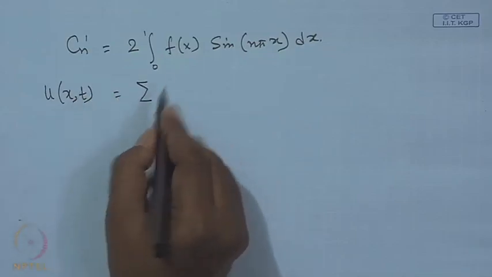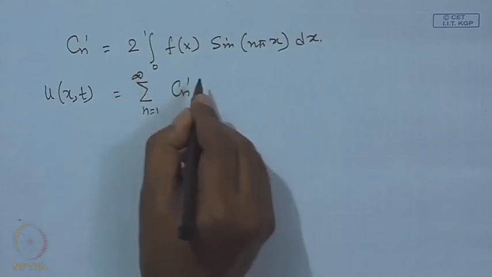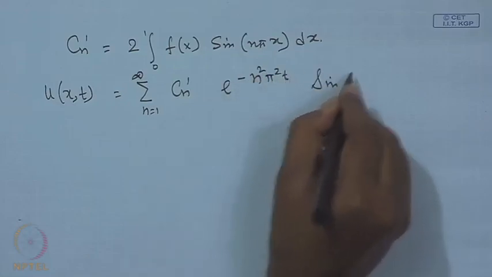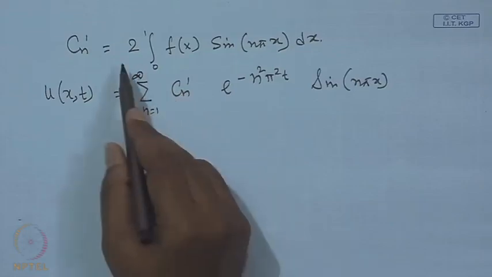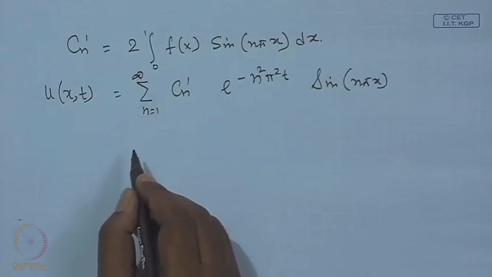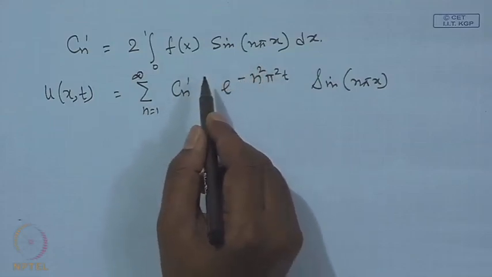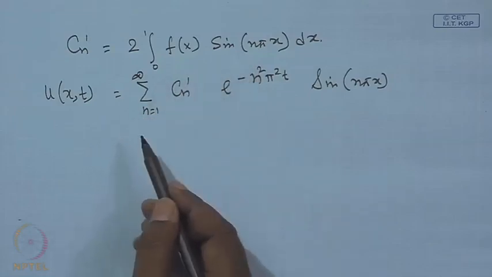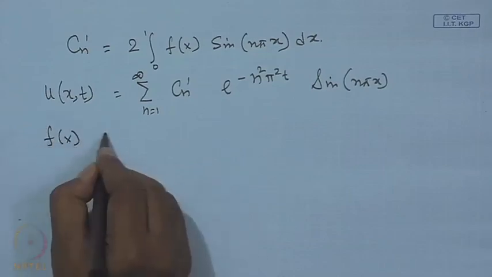should be equal to the sum from n equal to 1 to infinity of C n prime e to the power minus n square pi square t sin n pi x. Okay. So, where the constant C n prime is given by this expression. Now, if the value of f x is known to you, then you can integrate this out analytically, or if f x is a complicated function of x, then this integration has to be evaluated numerically using the trapezoidal rule or Simpson's rule.